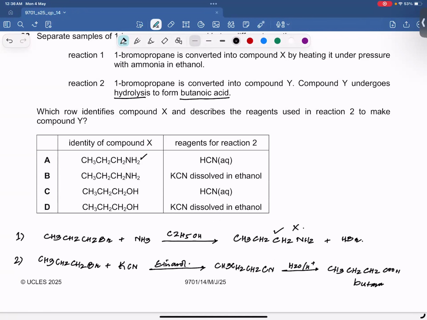So reagents for reaction 2 are KCN and ethanol. So the right answer is basically B, because aminopropane is formed in both A and B, and KCN and ethanol is given in B and D. So our right answer is going to be B. I hope it makes sense to you, beta.